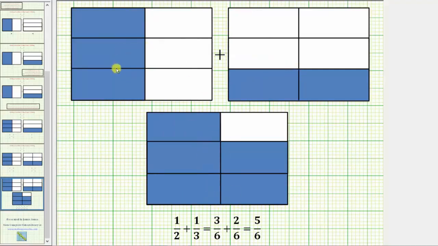We have a total of 3 pieces plus 2 pieces, which gives us 5 pieces, where each piece is 1/6 of a whole, and therefore the sum of 1/2 and 1/3 is equal to 3/6 plus 2/6, which equals 5/6.